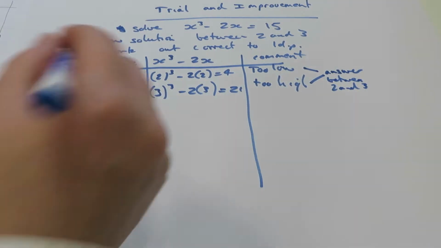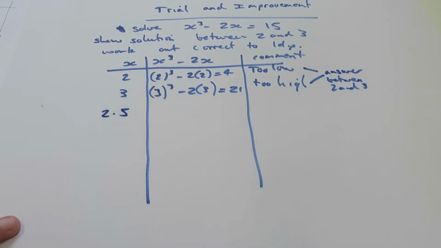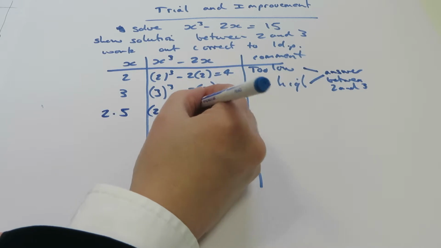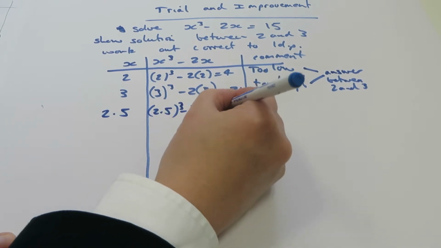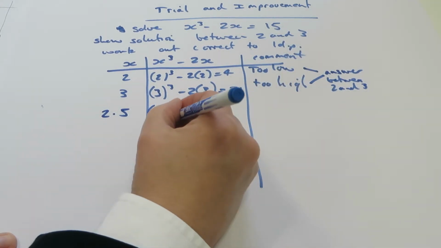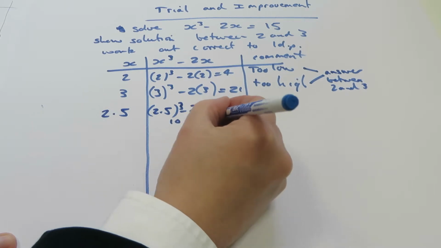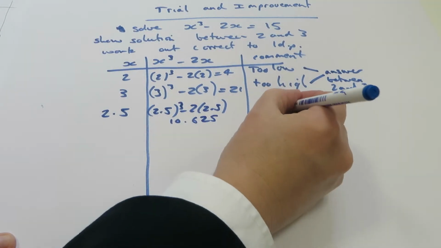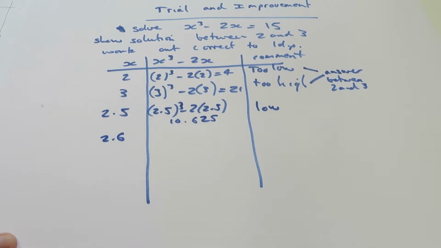So you might try the middle, you might try slightly above. But let's stick to the conventional method of trying the middle. So that's 2.5 cubed minus 2 lots of 2.5. That actually gives us the answer of 10.625. 10.625, we're trying to get to 15. So that's too low. Let's try 2.6.